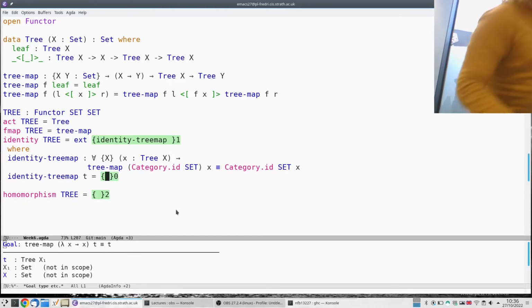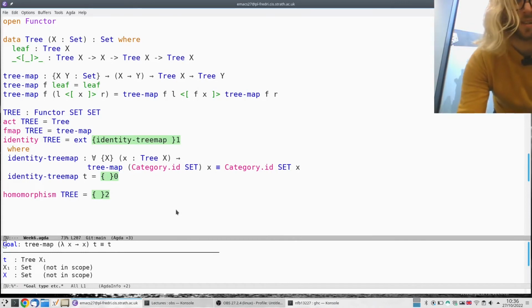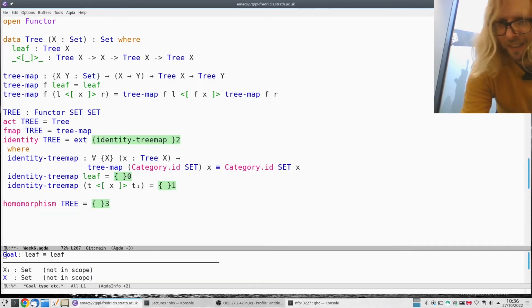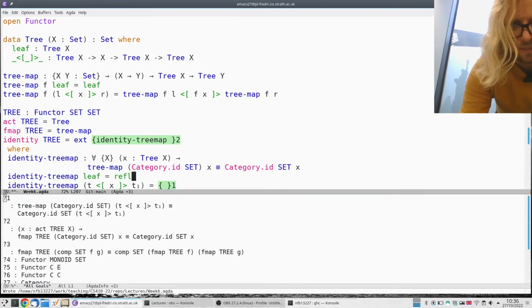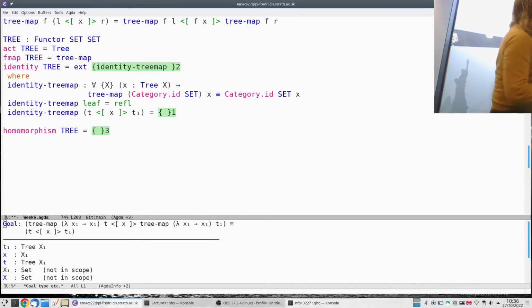Okay, so when you actually normalize it, you get the thing you wanted, right? Now I have t on the left hand side, so I can pattern match on it and see that in the leaf case, it's refl. And I can't just say refl here, right? Because I have to deal with the subtrees.